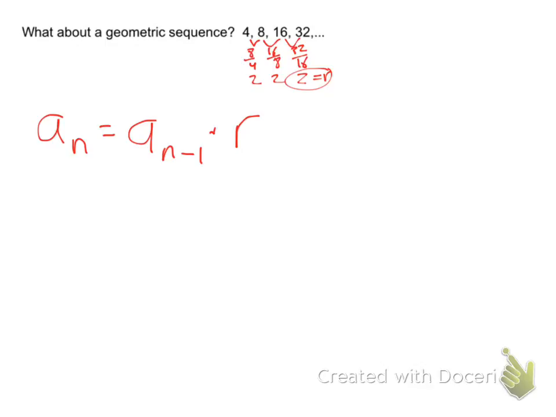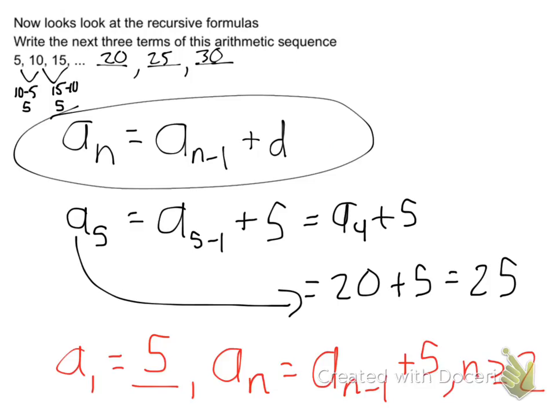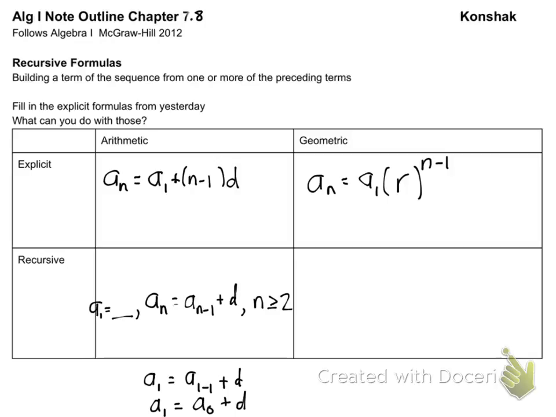Now guys, again, I should have written a little bit over, but to do this, you still need to know what the first term is, and you still need to state that you're going to start at the next term after 1. Do you guys see how that's the same exact process as last time, but instead of adding to it, you're going to multiply to it? So a sub 1 equals something, where a sub n will equal a sub n minus 1 times r, where n is greater than or equal to 2.